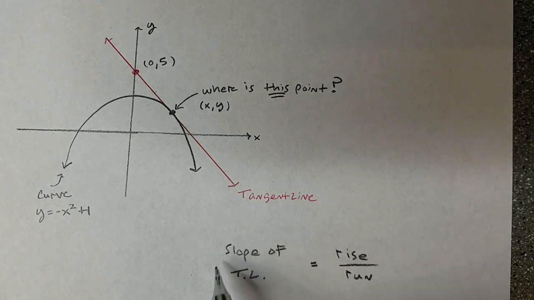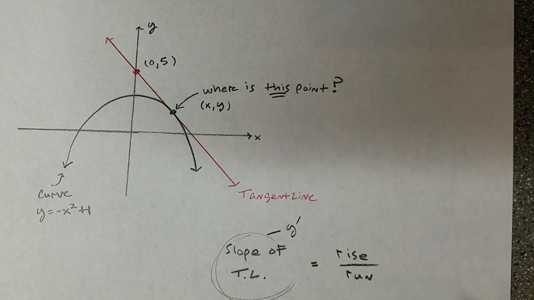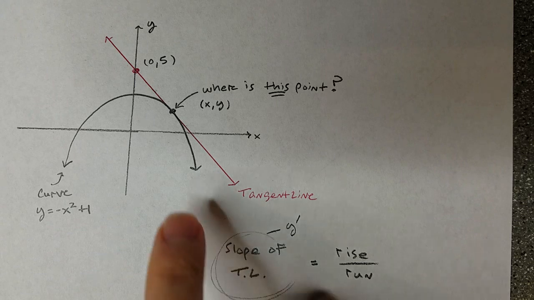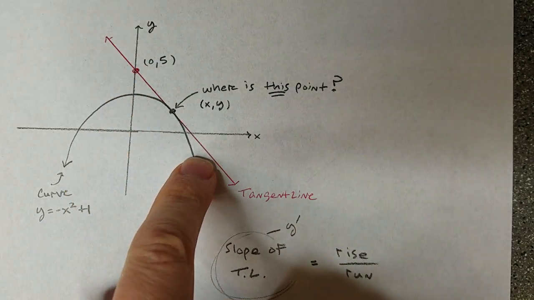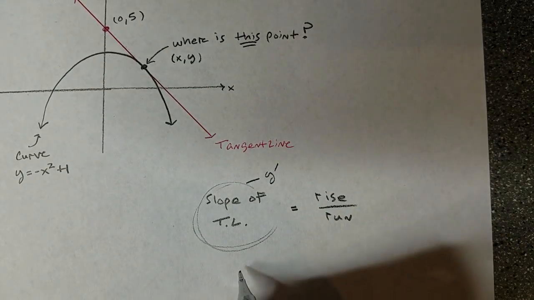But how do we find the slope of the tangent line? We use the derivative. Okay. So let's do it like this. We'll say, okay, what should the slope of that tangent line be? Negative 2x. Okay, so negative 2x.